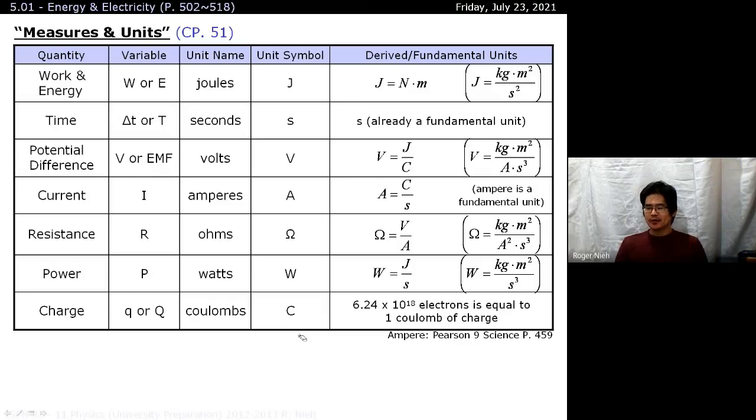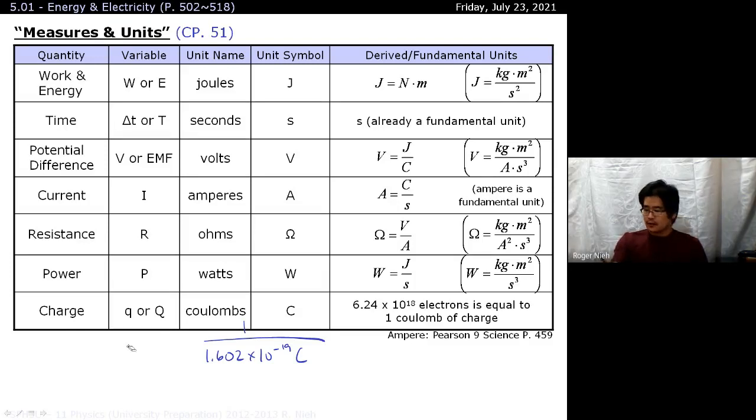In fact, this number isn't that new of a number. You might have learned in a previous unit that one electron has a charge of 1.602 times 10 to the negative 19 coulombs. So what if you end up doing the reciprocal of this value? You can try it on your calculator.